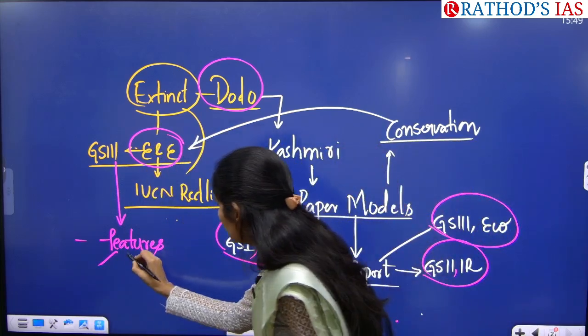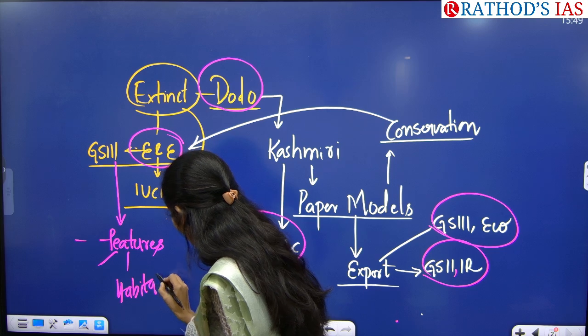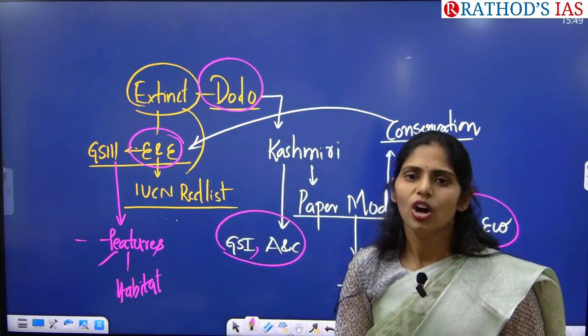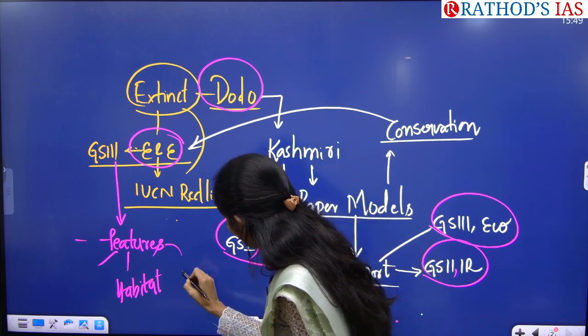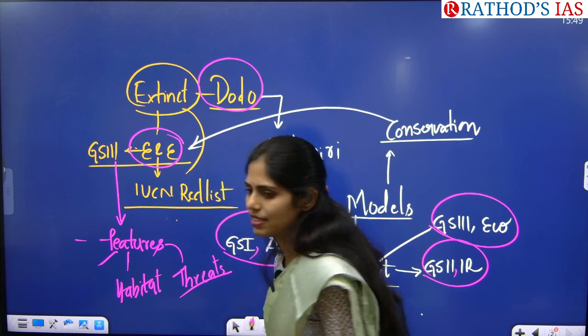And you have to see in which habitat. So what is the habitat of this bird, whether it is seen in India or not, or else nearby countries where it is present. And here you have to see what are the threats. What are the reasons that led to this bird becoming extinct?